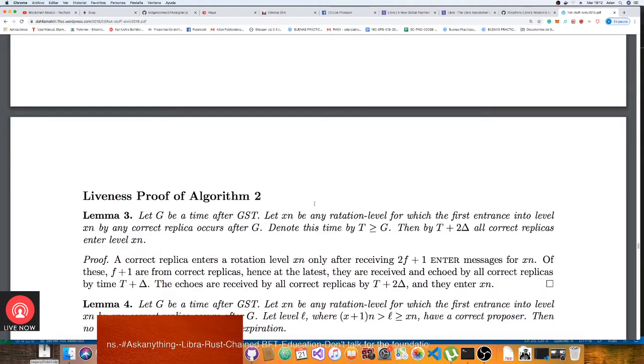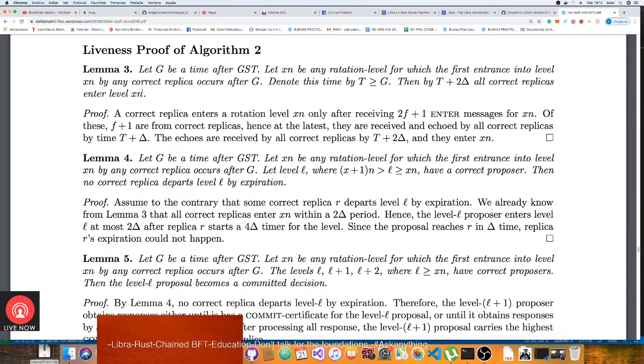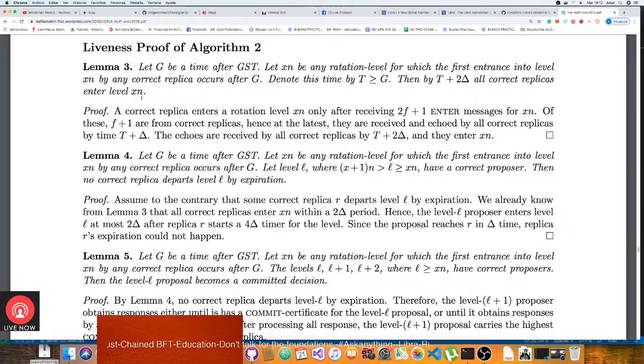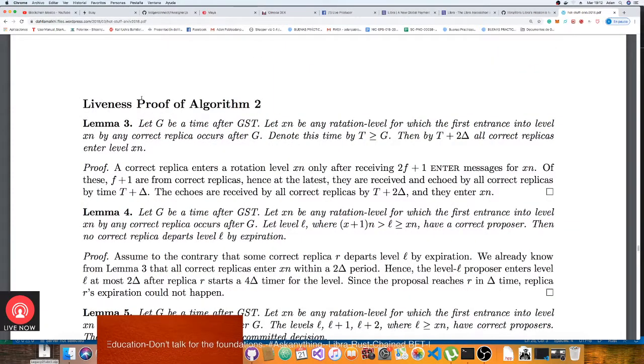So let's see this liveness proof of algorithm 2. You have different lemmas here, based on 3 lemmas and 1 claim. The first lemma is: let G be a time after GST. GST is the global stabilization time, that is a thing that the pacemaker, a kind of helper, handles to have better performance for the distribution of the measures. So let G be a time after the global stabilization time.